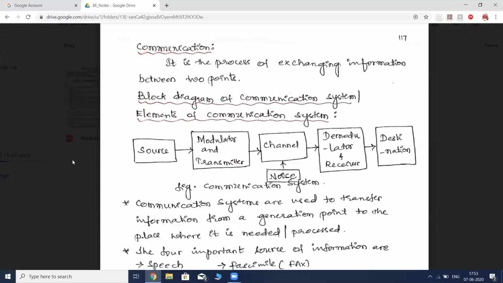It will have a source, which is the generator of the information, and a modulator, which is going to transform our signal into a form suitable for transmission on the channel. The channel may have different forms. It is a physical medium over which we are transmitting. It can be a pair of conductors, an optical fiber, a coaxial cable, or a waveguide.